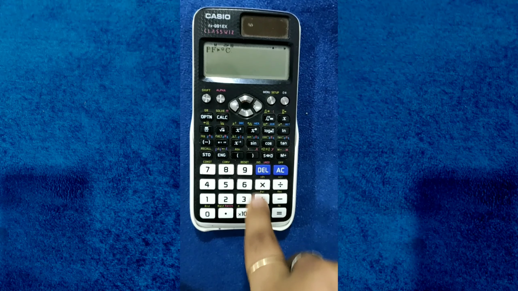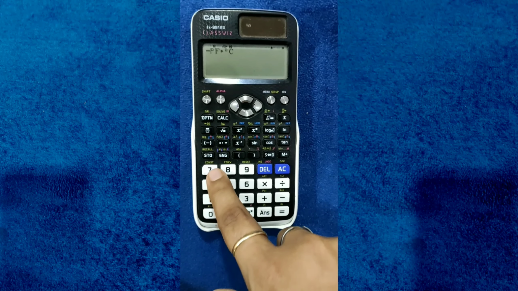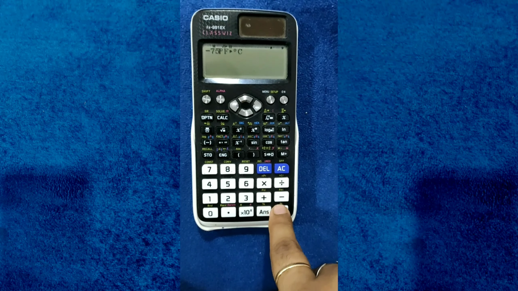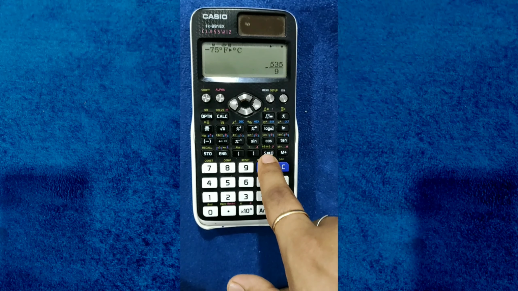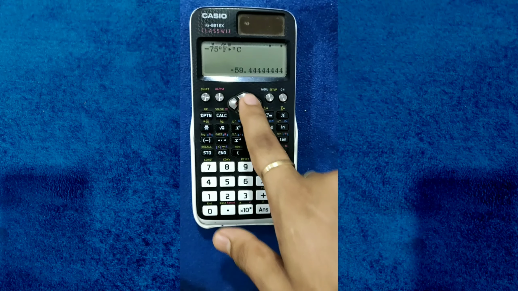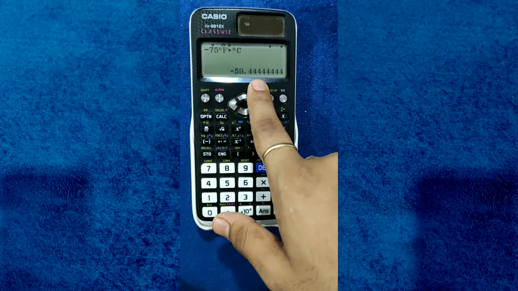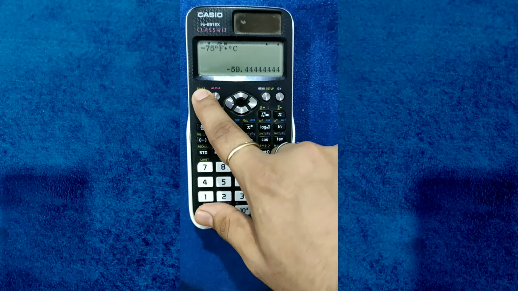So I'm going with some examples. Minus 75 and it is minus 59.44 in degree centigrade.